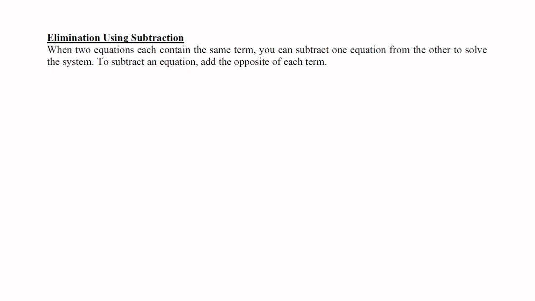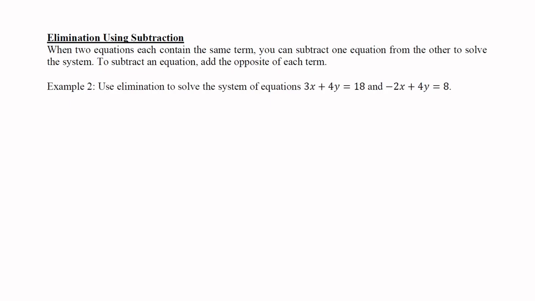When two equations each contain the same term, you can subtract one equation from the other to solve the system. To subtract an equation, add the opposite of each term. So for example, let's use elimination to solve this system.